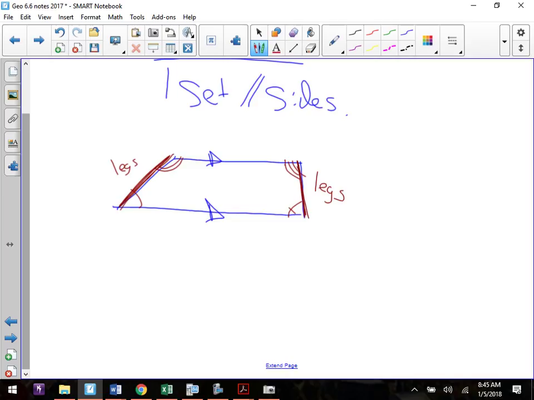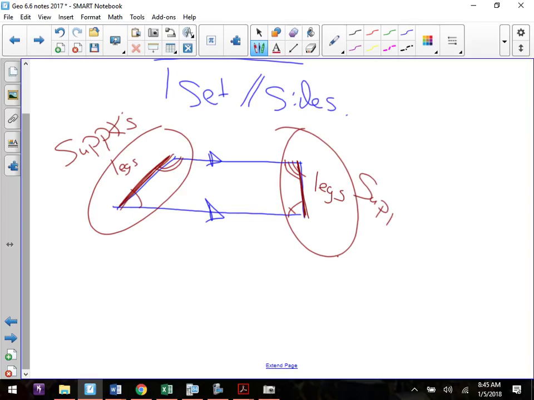So each set are here and here. It doesn't mean that they're congruent. All four of those angles could be different. The other one is the one that you're probably more familiar with, the one you probably saw, and that's the isosceles trapezoid.